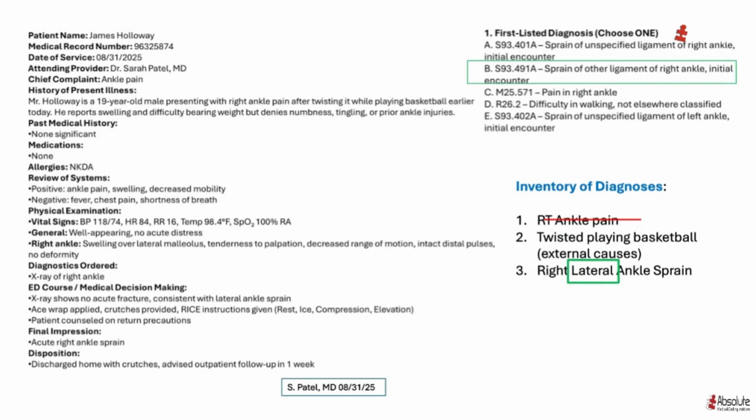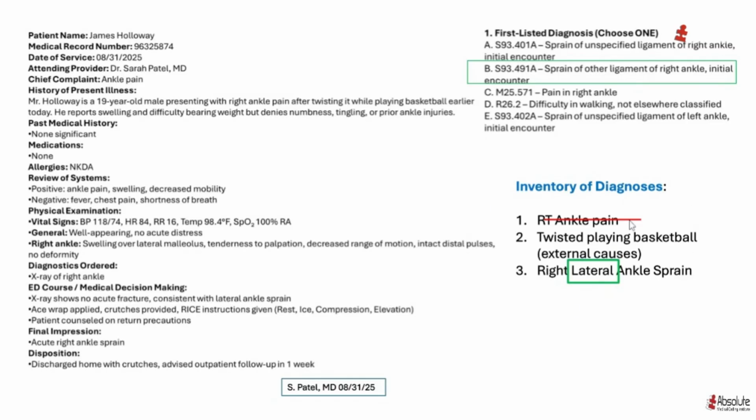And the reason this is answer B is because this patient has a sprain of other ligament of right ankle, initial encounter. If you think that we need to say A, put it in the chat. And I'm going to tell you why it is B. A is the code for sprain of unspecified ligament of right ankle, initial encounter. Coders, the doctor specified the ligament as lateral, so it's not unspecified.